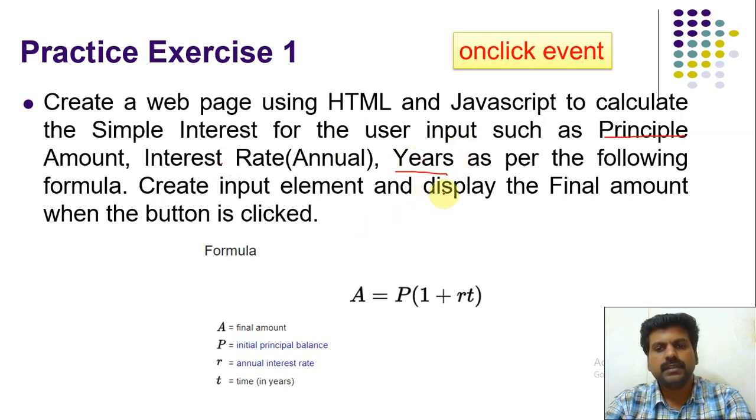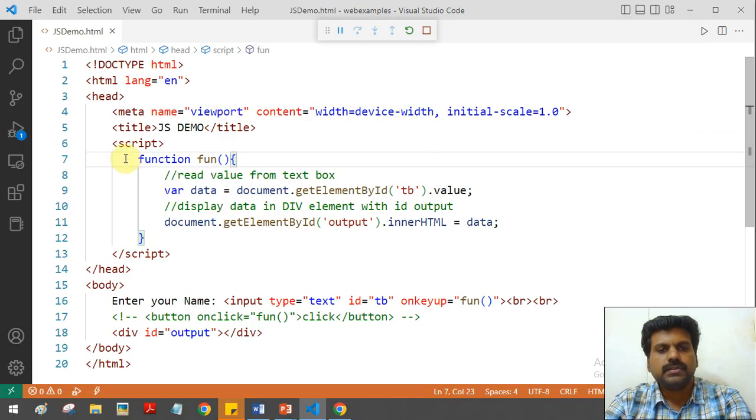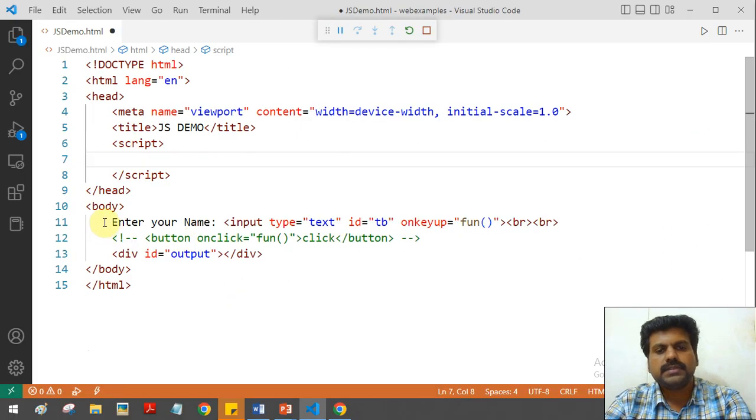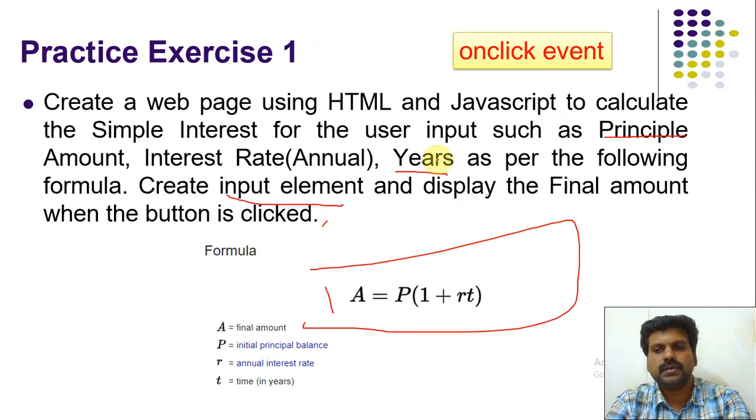Then we have to write the JavaScript code, to read the input elements and display the final amount when the button is clicked. So the final amount you have to calculate using this formula. I'll remove these previously discussed topics. So first we need to create an interface for collecting principal amount, interest rate, years.